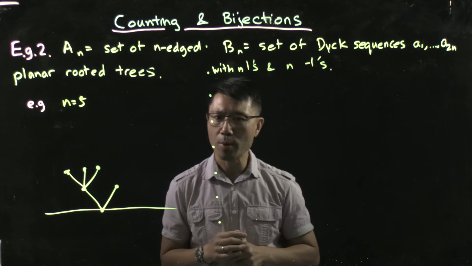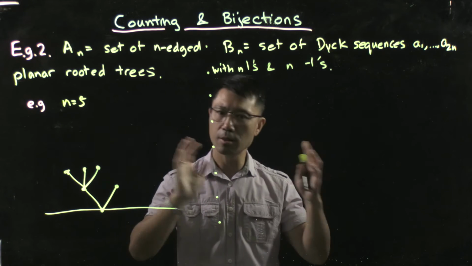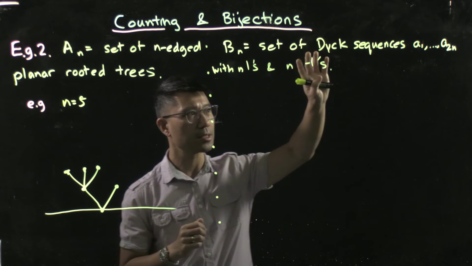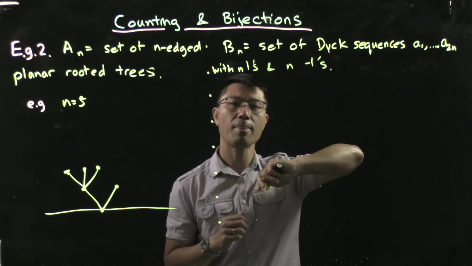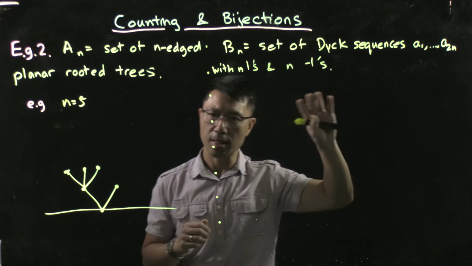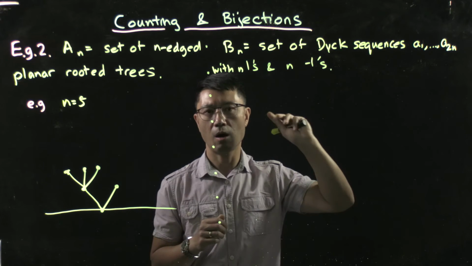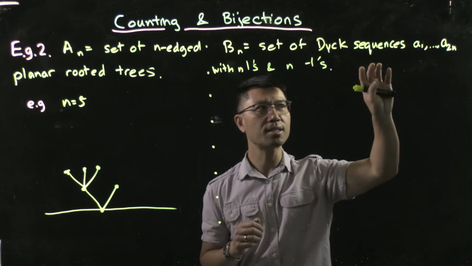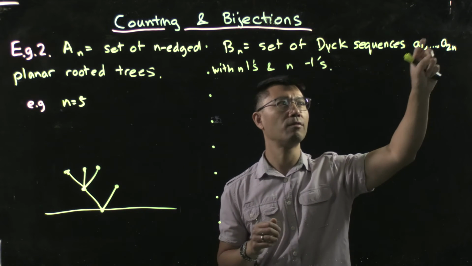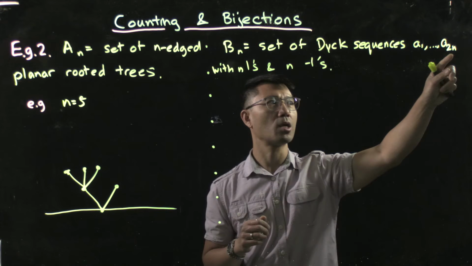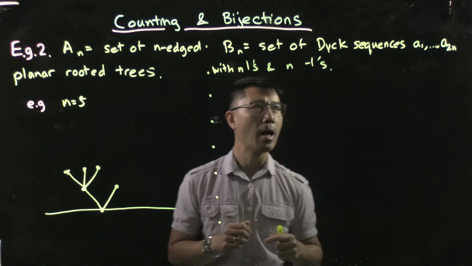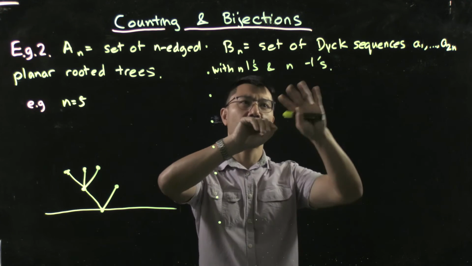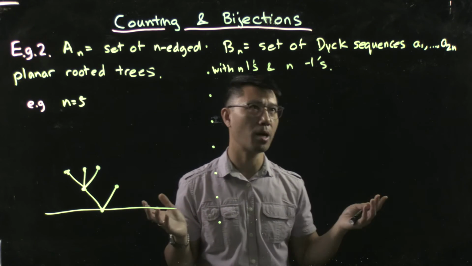The way we're going to do that is we're going to compare it by using a bijection with a set that is hopefully more familiar, and this is something that is in the activity sheet on Catalan numbers. This is the set, I'll call it Bn here, of Dyck sequences. They consist of 2n numbers, a1 up to a2n, and these numbers are either 1s or -1s. There are going to be n 1s and n -1s, so half of them are 1s and half of them are -1s.